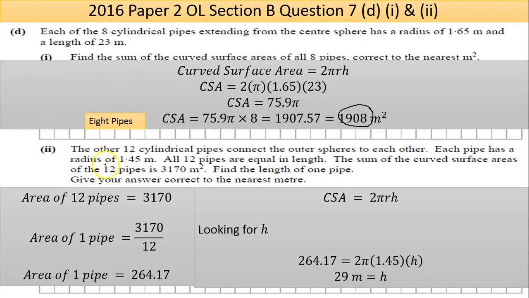So D part 2: the other 12 cylindrical pipes connect the outer spheres to each other. Each pipe has a radius of 1.45 meters. All 12 pipes are equal in length. The sum of the curved surface areas of the 12 pipes is 3170 meters squared. Find the length of one pipe.